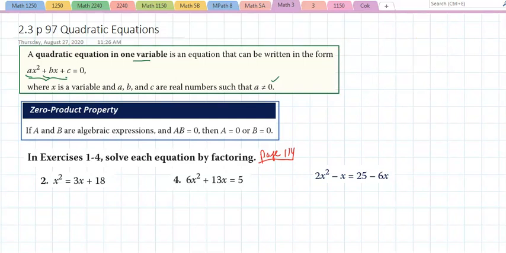Knowing the name is not as important as you recognizing that it's quadratic, because we're going to learn everything there is about a quadratic in this class. That's a must.